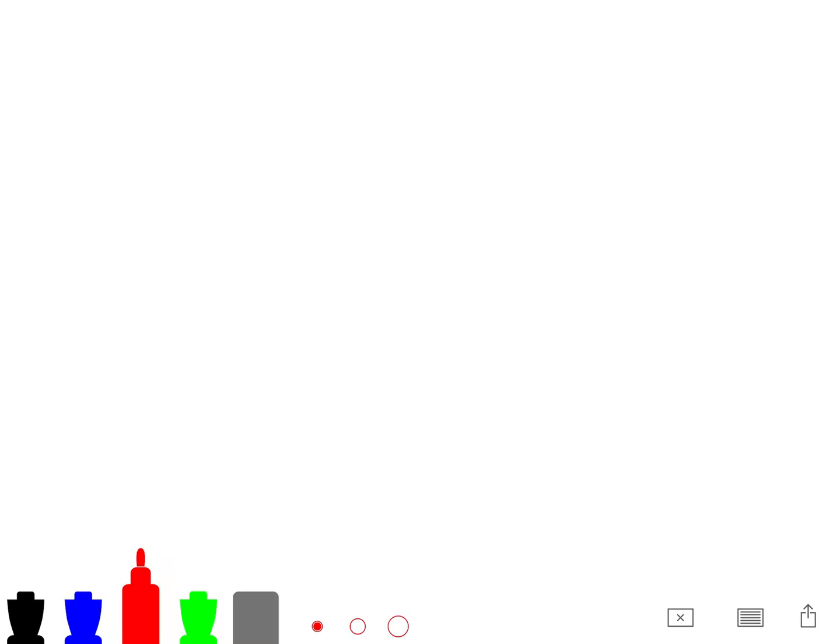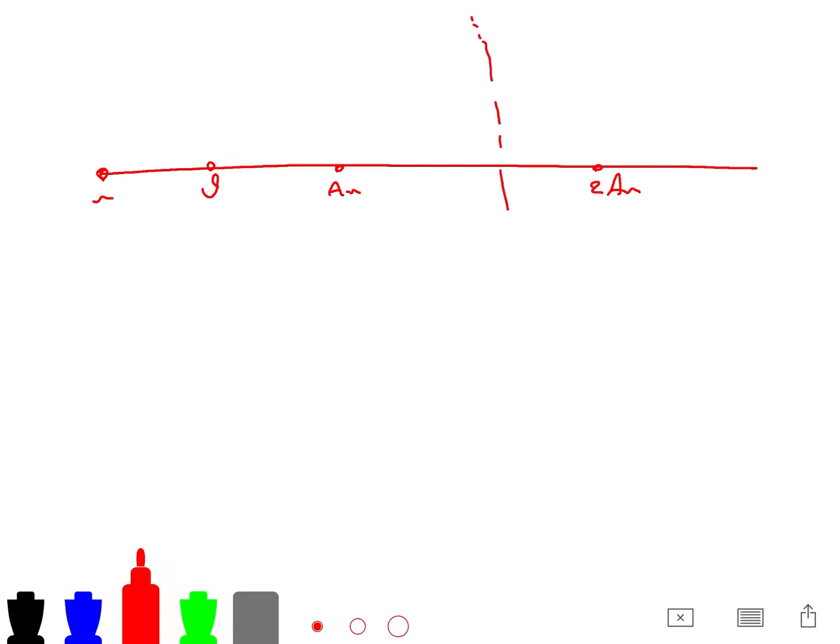So let's consider the worst case. As I said, you have U, you have V, you have AU, and you have 2AU. And this is a layer that we call cluster I.